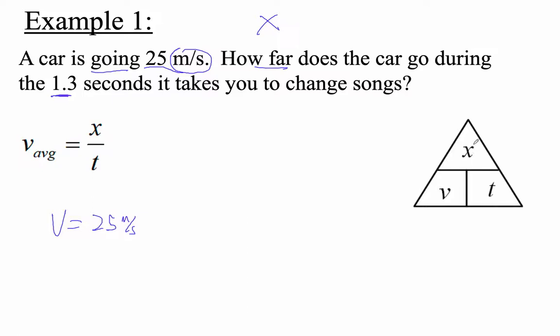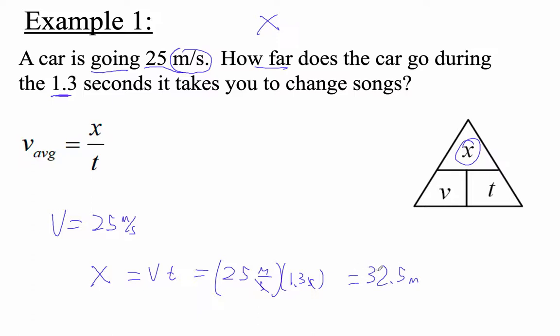So we're looking for x, right? Well, x is going to be v times t, right? So x is v times t, so that's going to be 25 meters every second times 1.3 seconds. Notice that the units go away and we end up with meters, right? And then we must use a calculator. It is higher math. 25 times 1.3 is indeed 32.5 meters, that's a long way, right?